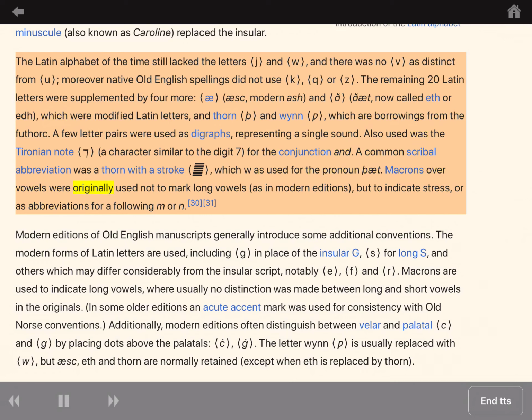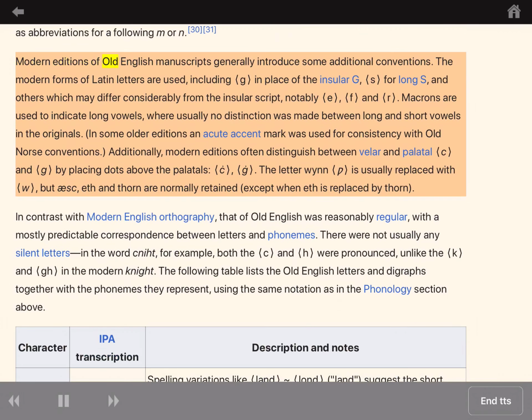Macrons over vowels were originally used not to mark long vowels, but to indicate stress, or as abbreviations for a following M or N. Modern editions of Old English manuscripts generally introduce some additional conventions. The modern forms of Latin letters are used, including g in place of the insular g, s for long s, and others which may differ considerably from the insular script, notably e, f and r.